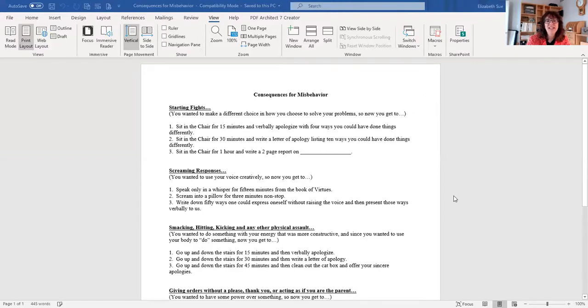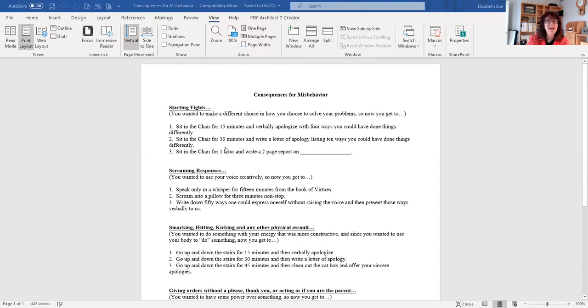Starting fights. My attitude with my kids was, if you're going to start something, then we're going to have to end it, and we're going to have to do that together. So if you wanted to start a fight instead of doing your homework, or instead of playing with your toys, first infraction, you're going to sit in the chair for a fill-in amount of minutes, because my kids were a little bit older and they ought to know better. Then, sit in the chair for 15 minutes and verbally apologize with 4 ways you could have done things differently. Sit in the chair for 30 minutes and write a letter of apology listing 10 ways you could have done things differently.